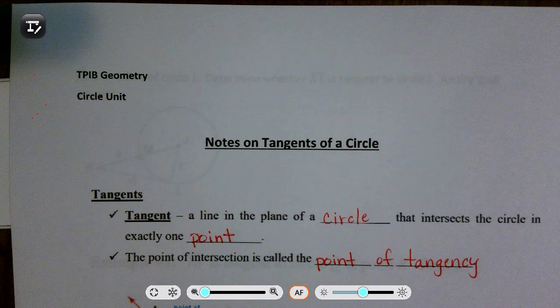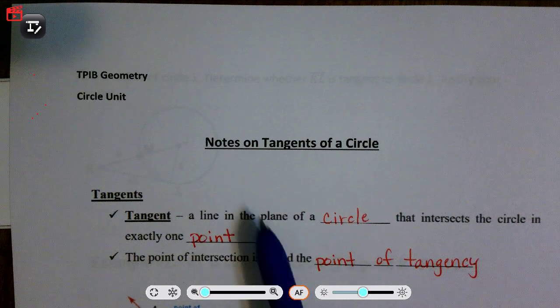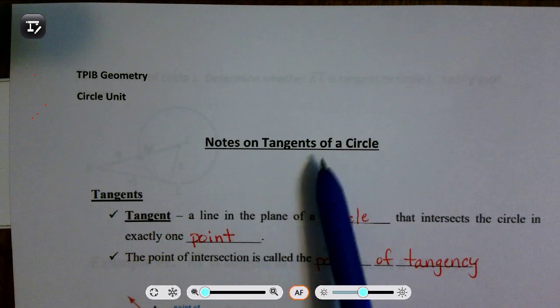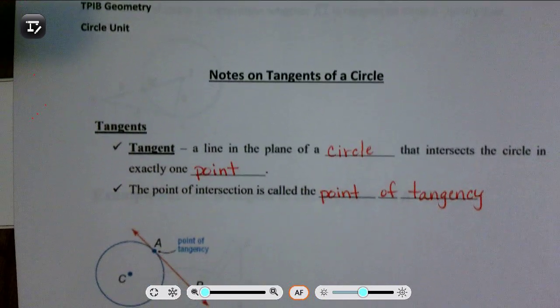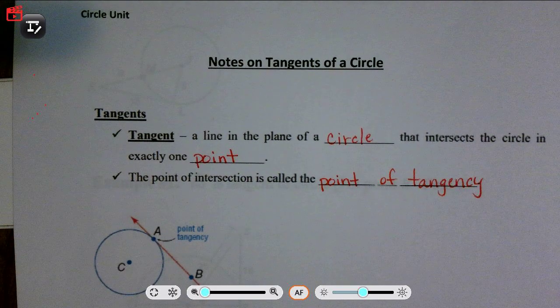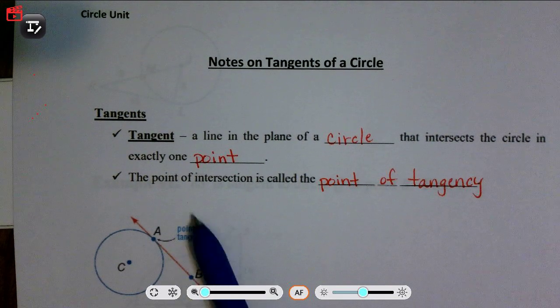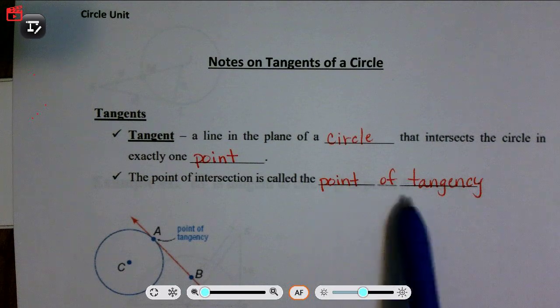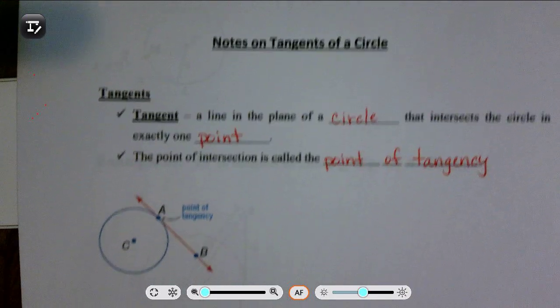All right, today we're going to continue our unit on circles, and we are going to focus on the tangent of a circle. So let's look over some of the vocabulary. It says that a tangent is a line in the plane of a circle that intersects the circle at exactly one point. So this is a line that's going to touch the circle in exactly one point. That point of intersection is called the point of tangency. So this is what we have.